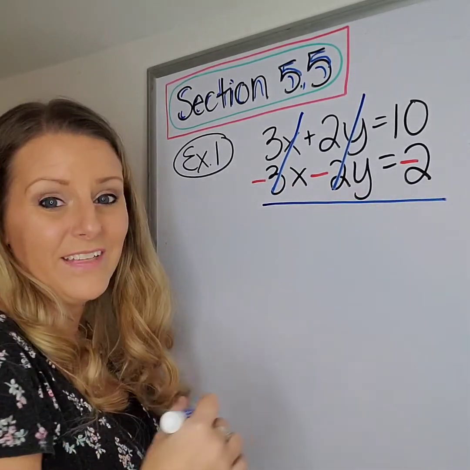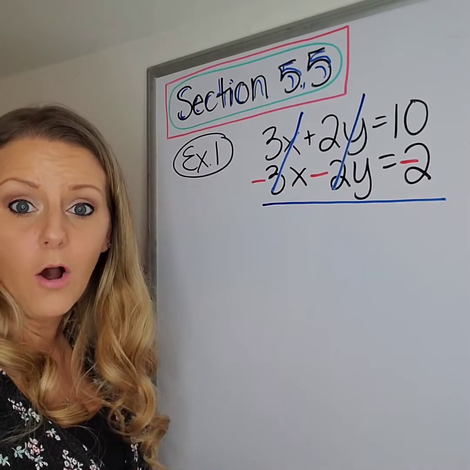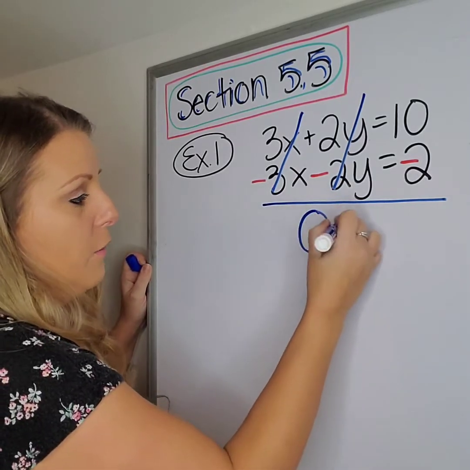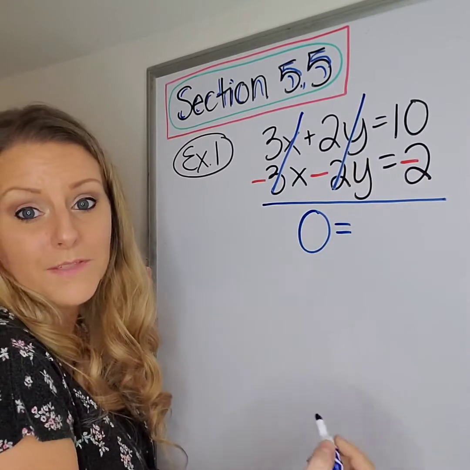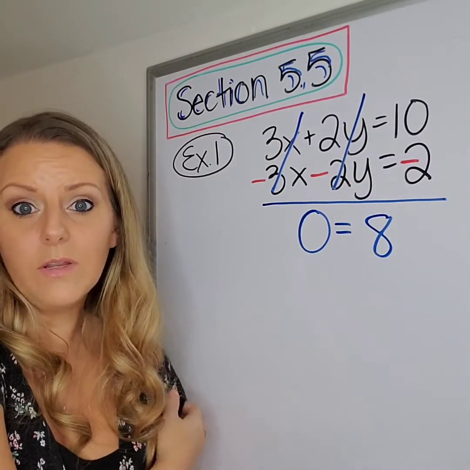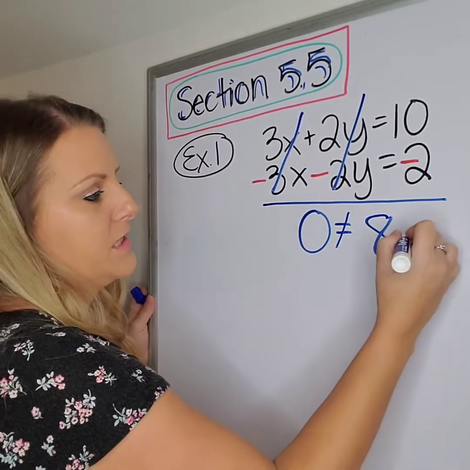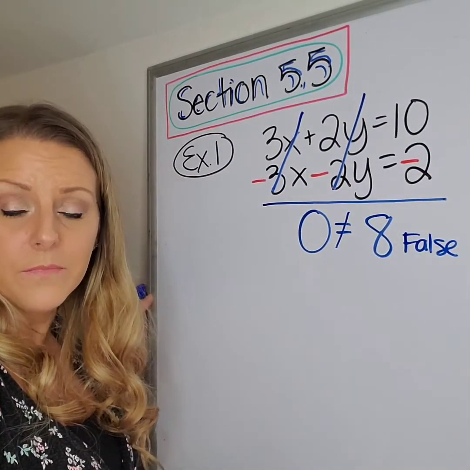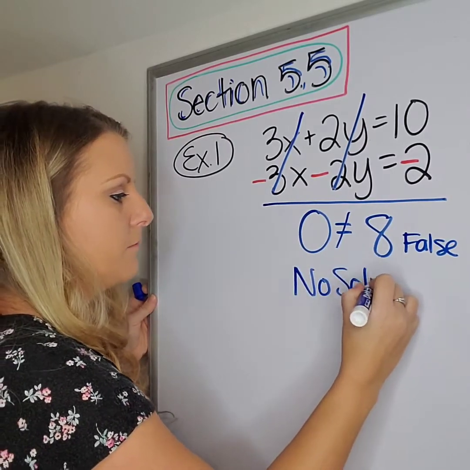So when stuff eliminates, what number would represent nothing, or everything being gone or eliminated? 0. So you have nothing over here. What about over here? 10 minus 2. Well, 10 minus 2 is 8. Are they equal? Is 0 equal to 8? No, obviously this is not true. This is false. And if you get a false answer, your answer is not false. Your answer is no solution.